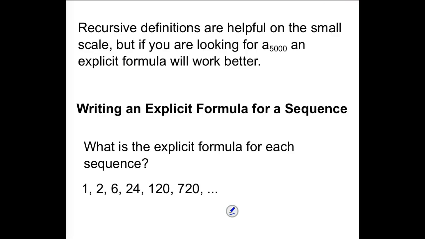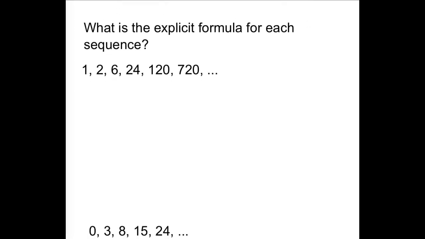All right, recursive definitions are helpful on the small scale because you're always relating it to the previous number. But if I'm looking, say, for the 5,000th term in my list, I don't want a recursive rule. That would mean I'd have to generate 4,999 other numbers before I can get to the 5,000th number. So in that case, an explicit formula would be much more useful. So we're going to go back to that same example and look at how we could write it with an explicit formula. Now, an explicit formula simply relates it to its position. It doesn't relate it to the previous number.